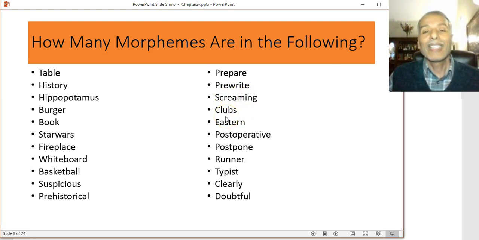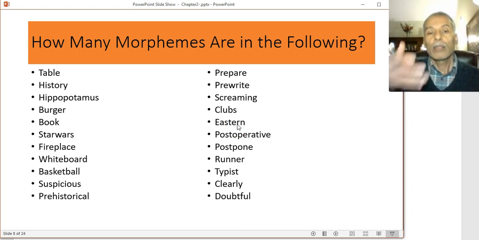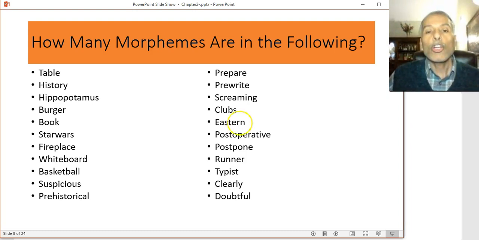Club, clubs, 2 morphemes. East-ern. So break it, so east, and then ern. When you have the ern, it's a morpheme you can attach to other words to mean having to do with the east. West-ern, you do the same for western, and that means it has to do with the west. So 2 morphemes.